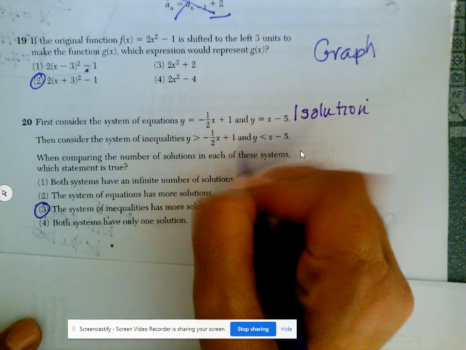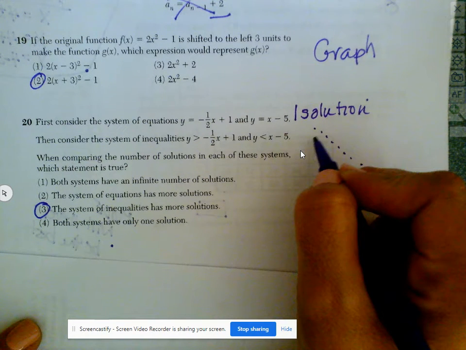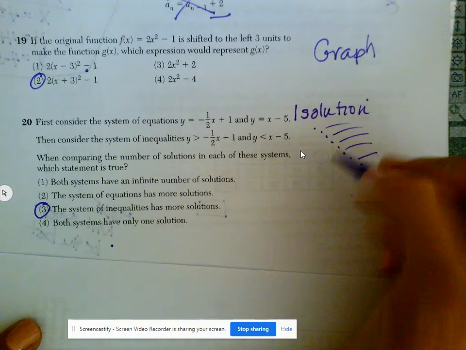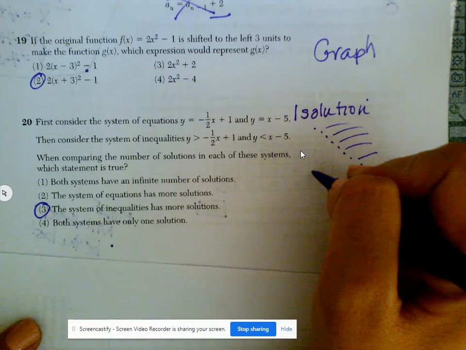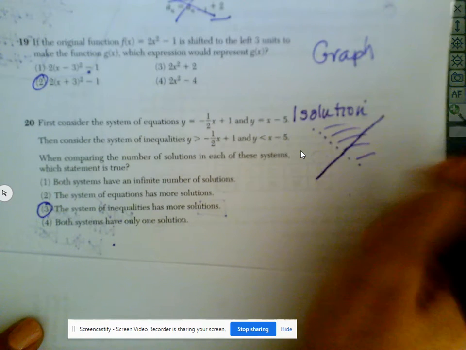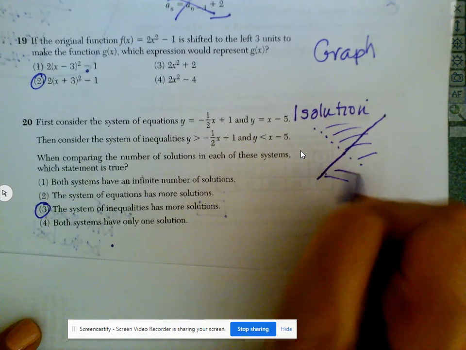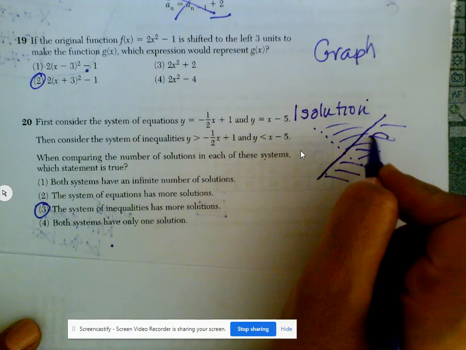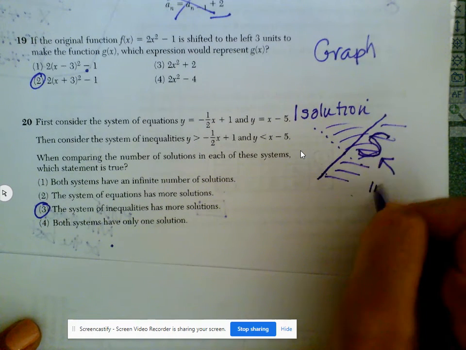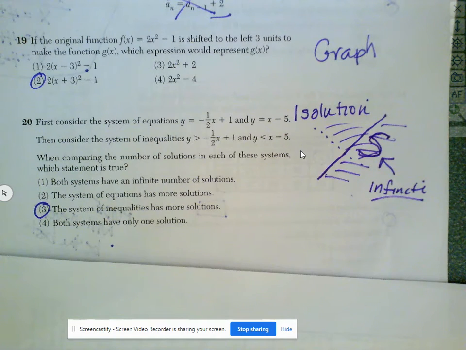When we graph the inequalities, you can put these on your calculator. You're going to get a dotted line shaded above, and then you're going to get a solid line shaded below. You're going to see it has a solution set here, and that's an infinite number of solutions. So it has many, many solutions.